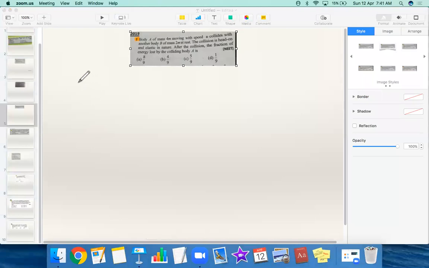a body of mass 4m. This is body A of mass 4m. Okay, and body B of mass 2m. Initially, the velocity of body B, that is u2, is equal to 0, and the initial velocity of body A, that is u1, is equal to u.